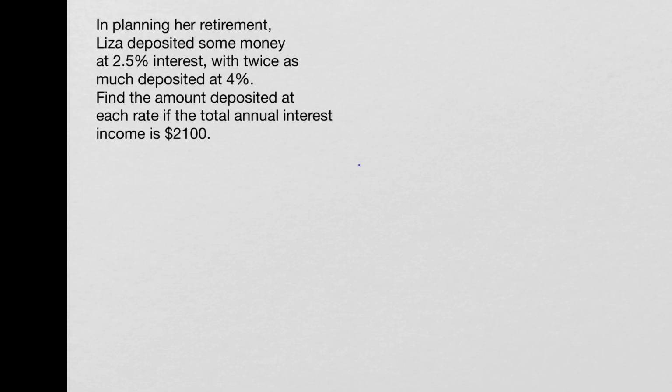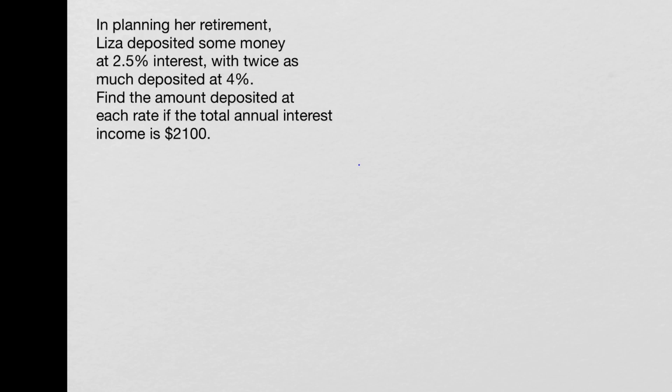The problem says, in planning her retirement, Liza deposited some money at 2.5% interest, with twice as much deposited at 4%. Find the amount deposited at each rate if the total annual interest income is $2,100. So the problem tells us that Liza deposited some money. It doesn't tell us how much, it just says some money. And then twice as much at 4%.